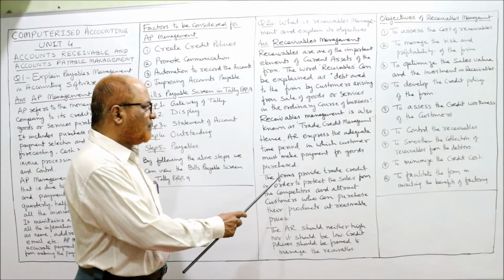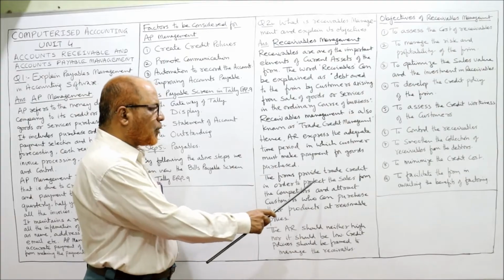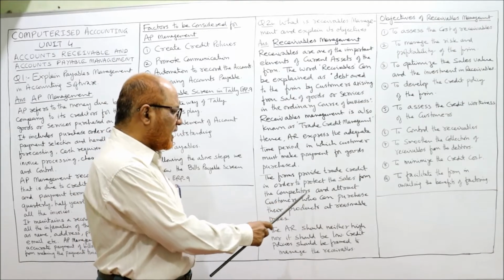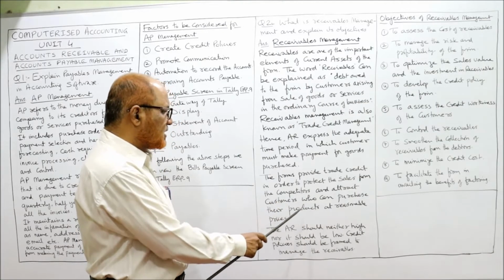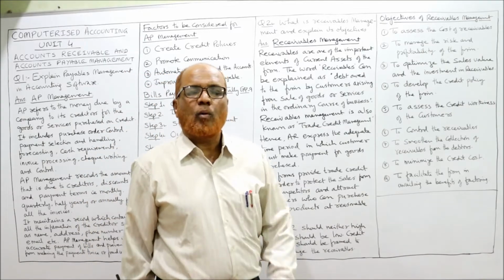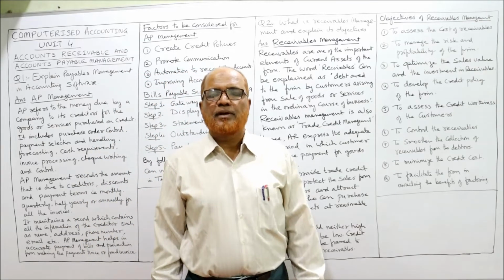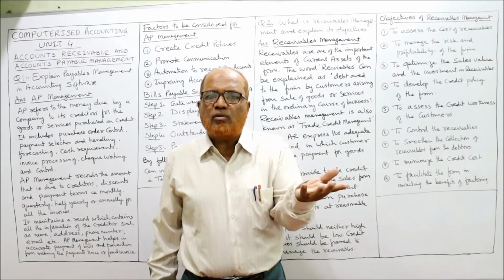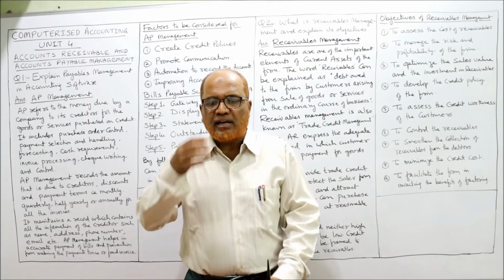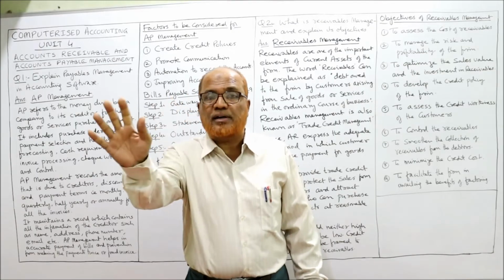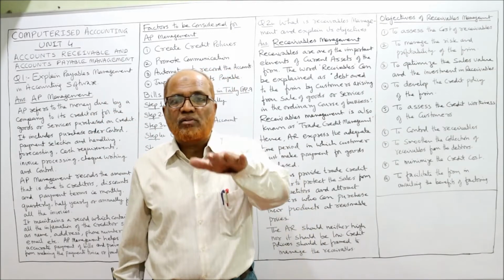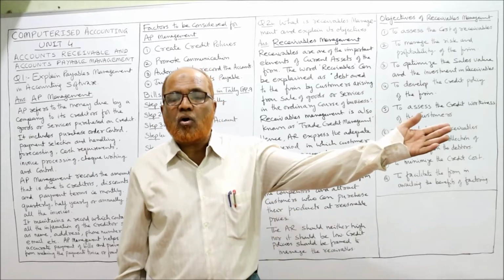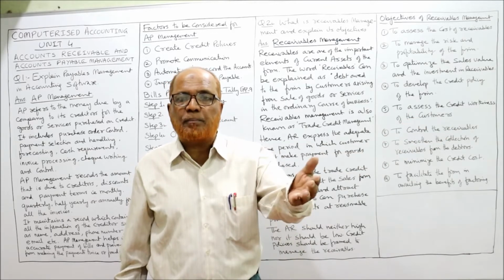Next, firms provide trade credit in order to protect their sales from the competitors and attract customers who can purchase their products at reasonable prices. Why do we allow credit period? If we sell the goods only on cash, there are no receivables. That means if in our business we make only cash sales and no credit sales, then definitely my sales will be very low because the competitors are offering a credit period.